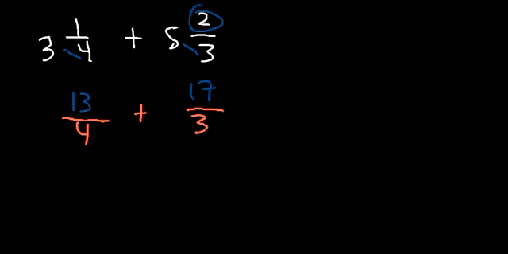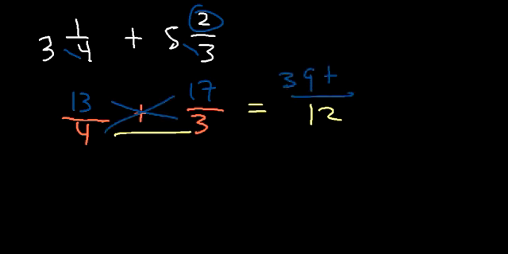And at this point, we can use the methods that we learned earlier in this video. Let's use the first method. 4 times 3 is 12. 3 times 13, that's 39. And 4 times 17, that's 68, I believe. And then if we add these two, 39 and 68, that's like 107. 107 over 12.